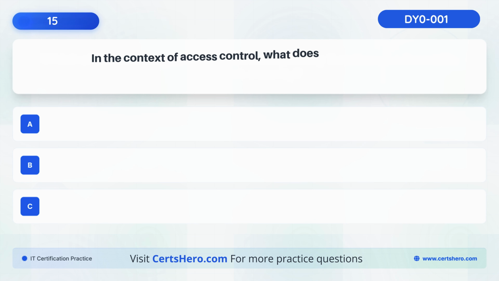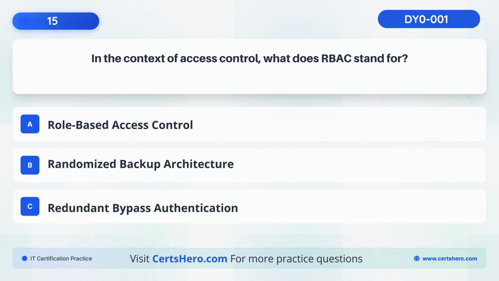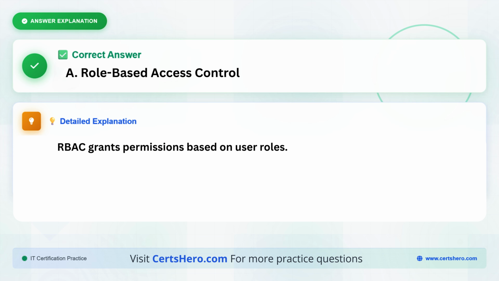In the context of access control, what does RBAC stand for? A. Role-based access control. B. Randomized backup architecture. C. Redundant bypass authentication. Correct answer is A. Role-based access control. RBAC grants permissions based on user roles.